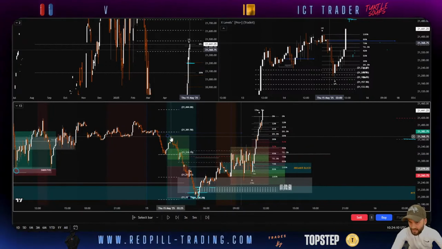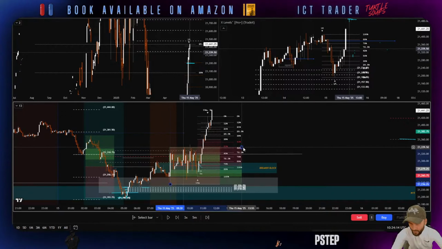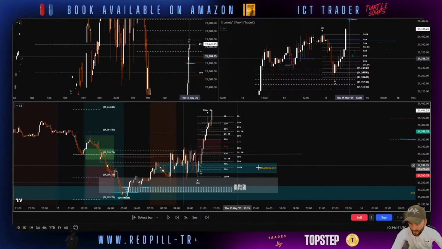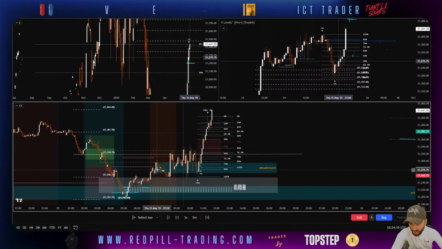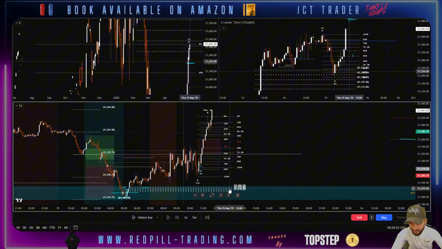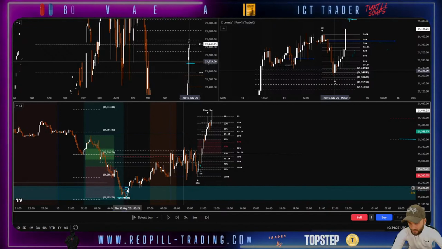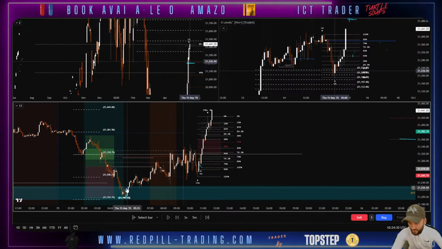Okay, so we've now gone and taken out the 15. So we've now got a new 15-minute DR, right? We've got a new 15-minute DR. So at this point, you can see that our breaker block held in terms of our PPI model. All right, and we're just scaling back out through the dealing ranges. So we know we've taken the 15, right? We know we've taken our 15.